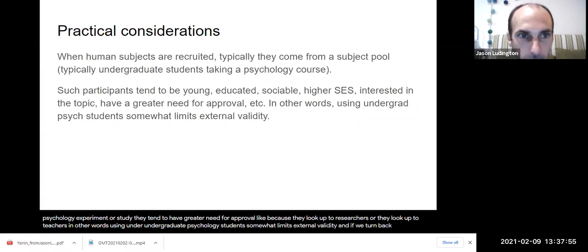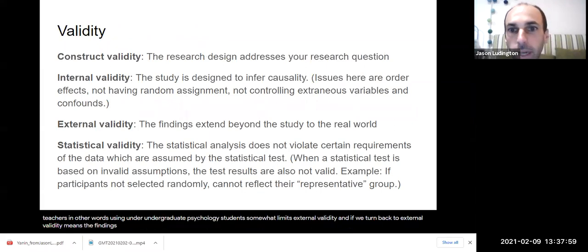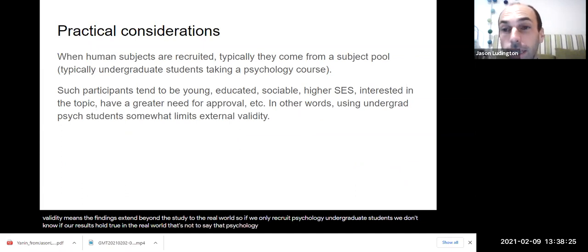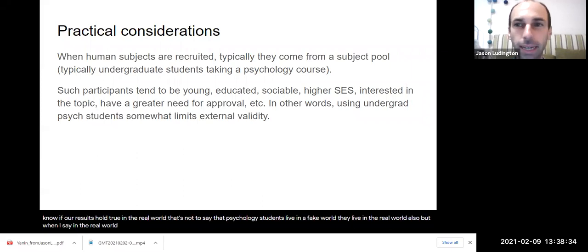And if we turn back to external validity, it means the findings extend beyond the study to the real world. So if we only recruit psychology undergraduate students, we don't know if our results hold true in the real world. That's not to say that psychology students live in a fake world. They live in the real world also. But when I say in the real world, I mean in a more generalized world.